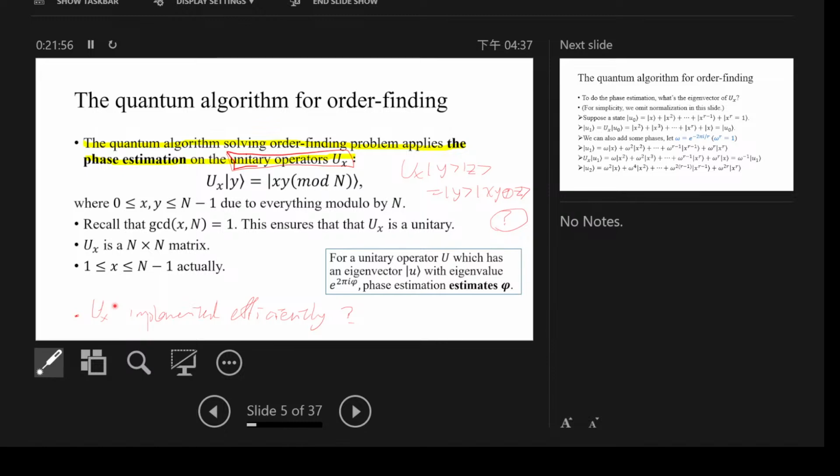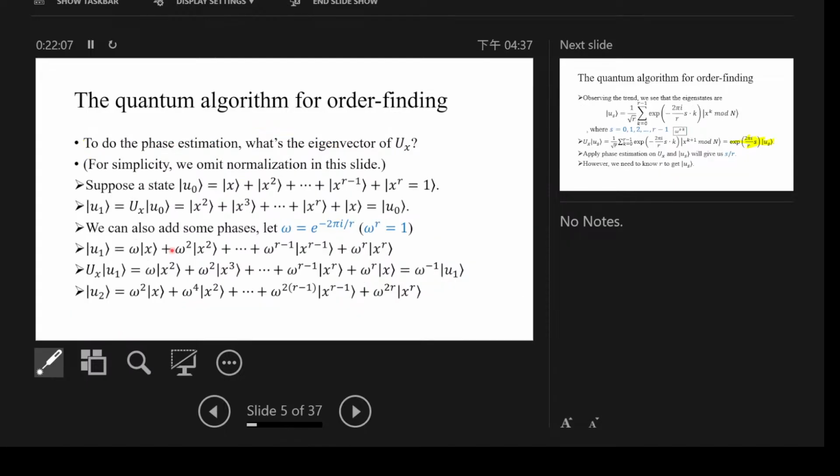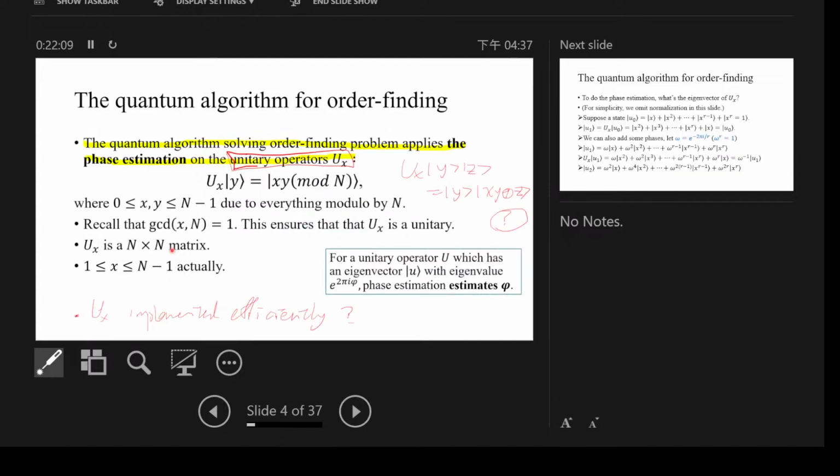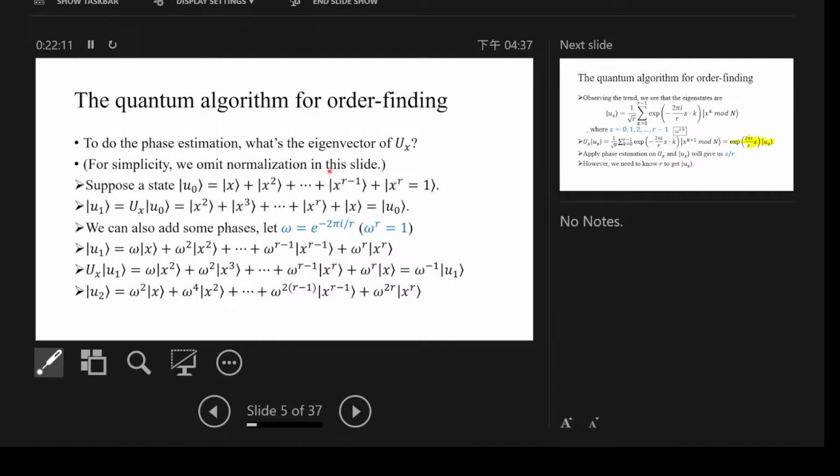And yeah, so UX is an n by n matrix, so there will be n different eigenvalues. But we'll actually only take about R of the n eigenvalues. So we'll take R eigenvalues that are related to all those powers of x. So think about those states. We will control some pretty specific eigenstates of the UX.